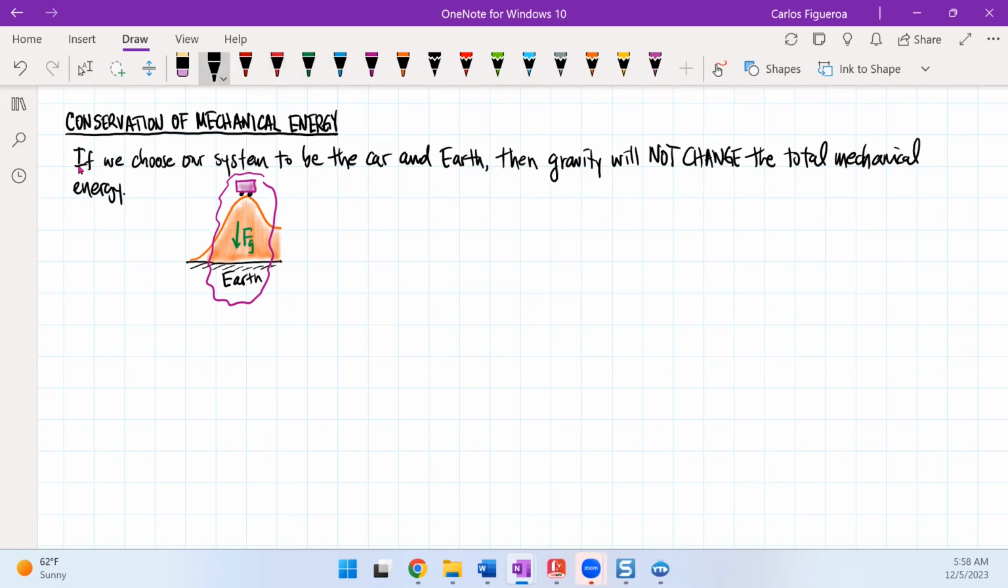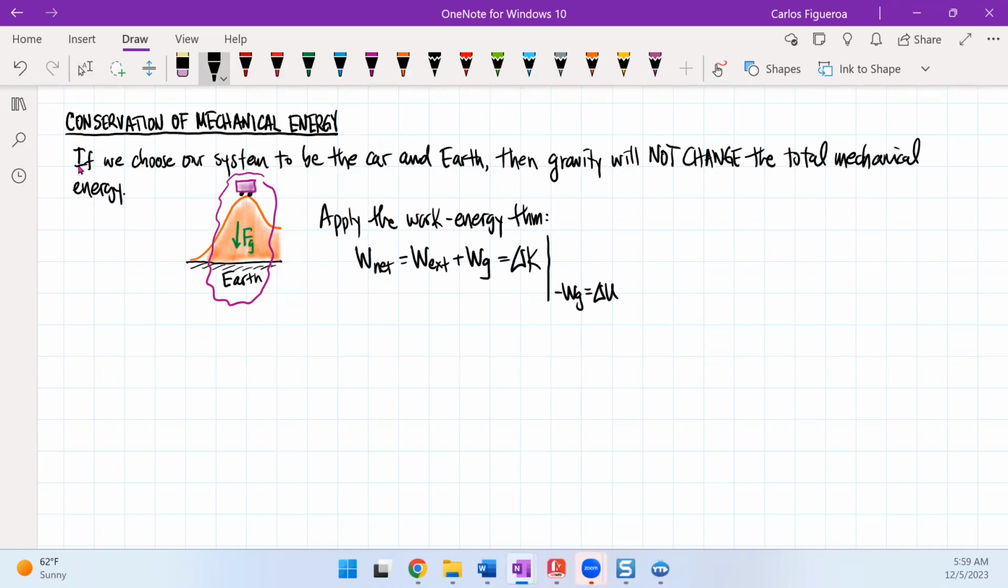So now, if I apply the work energy theorem, we then say that the net work is going to be any external work plus the work of gravity, and this is going to change the kinetic energy. However, we have already shown that the negative of the work of gravity is the change in potential. So if I rewrite this expression, I then see that the external work is going to be the change in kinetic energy plus the change in gravitational potential.